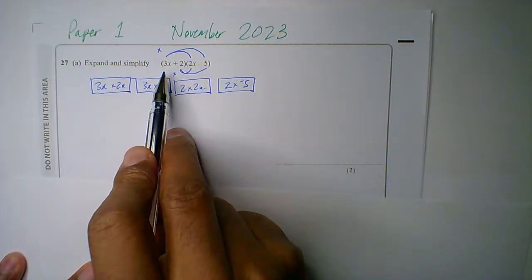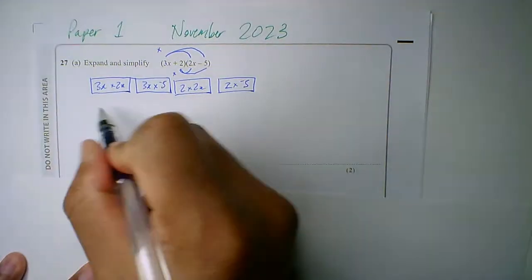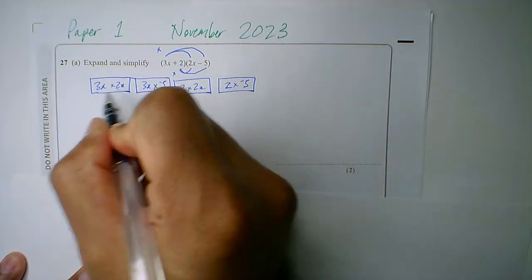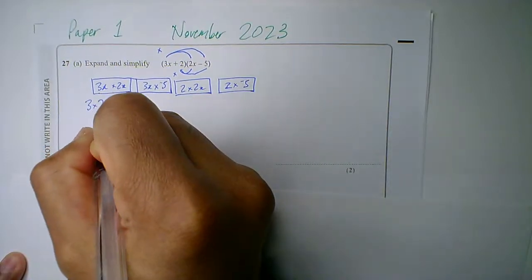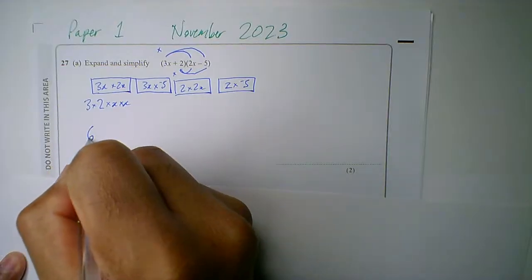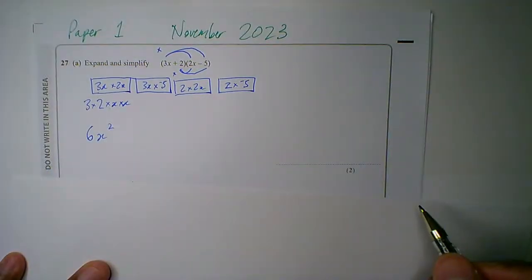Okay, so you can see now we've got lots of little things going on here. We've got a number in front of the x here as well as that. So there's a lot going on here. So you've got 3 times 2, put the numbers together, and then the letters together. So 3 times 2 is 6, x times x is x squared. Okay, so that's that one.